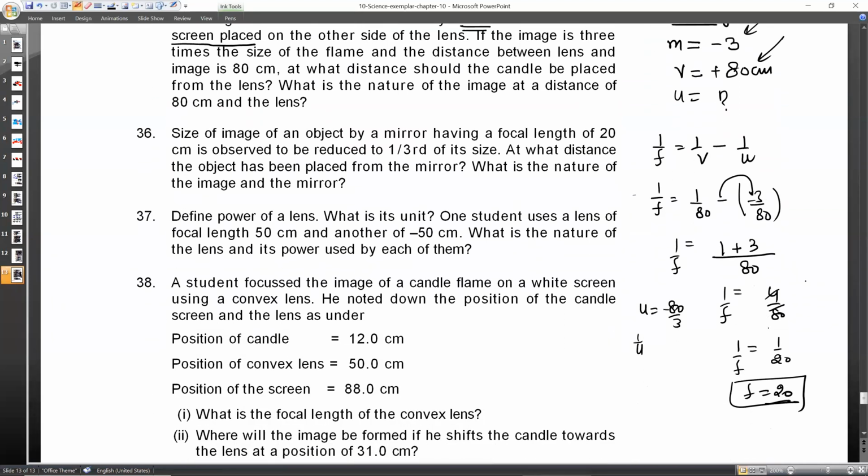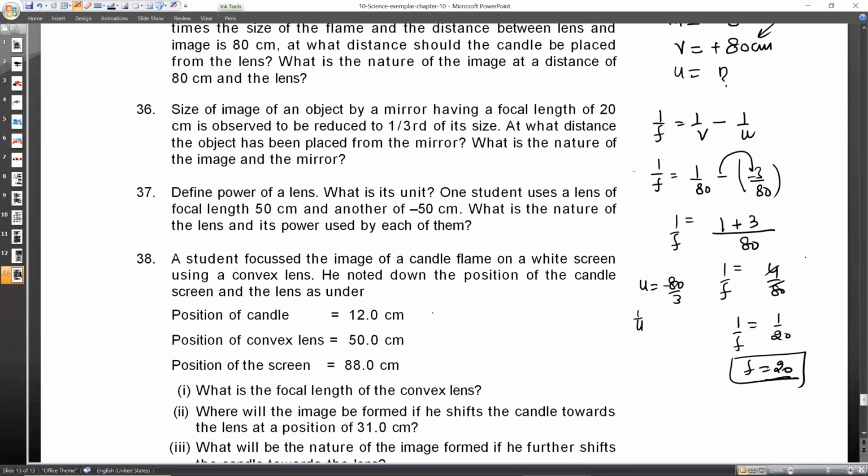You can use a direct formula here that we have derived in terms of magnification. f equals mu upon, if it is a lens, the formula is 1 minus m. And if it is a mirror, we have the formula mu upon m minus 1. You can use it in terms of magnification if u is given to you. So you can use this formula also if you like.